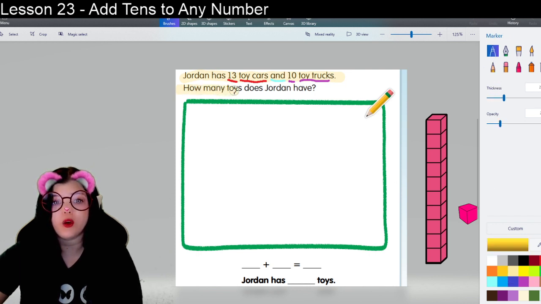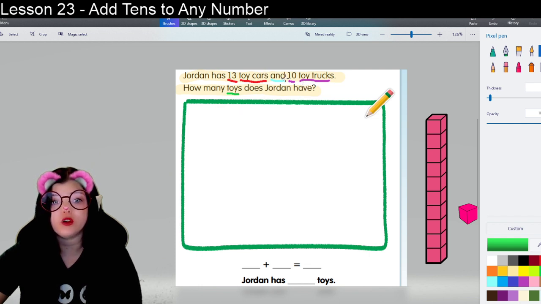How many toys does Jordan have? How many toys? Toys is what they're looking for. They want to know how many toys. They don't want to know exactly which type. They want to know how many toys does Jordan have all together.